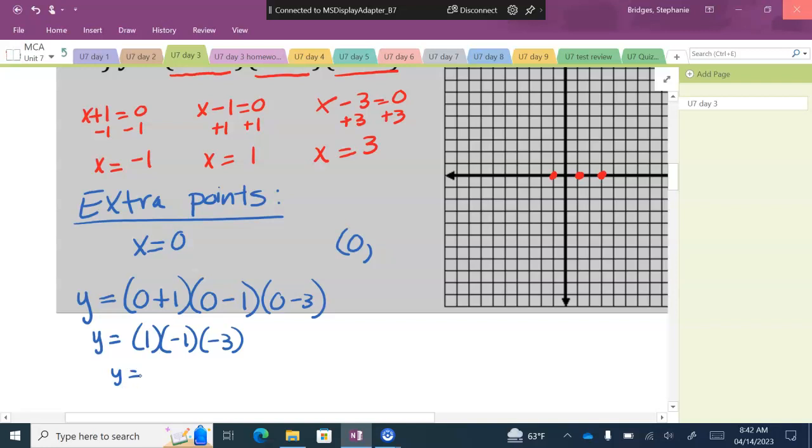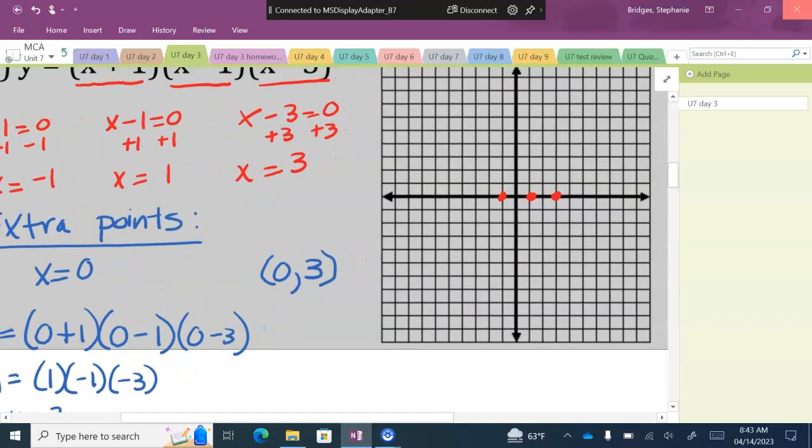So if I multiply 1 times -1 times -3, what does that give me? +3. Okay. So the y value when x is equal to 0 is 3. So what I'm going to do is plot that point. That's my first extra point. Okay, 0, 3. We're going to put that on our graph.